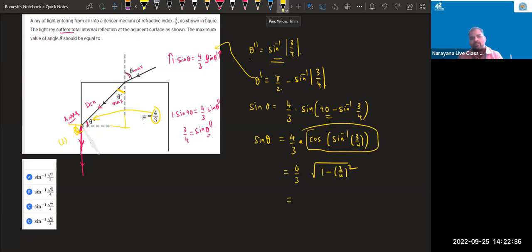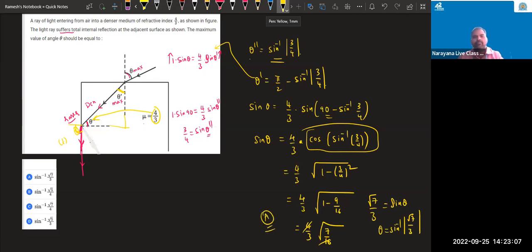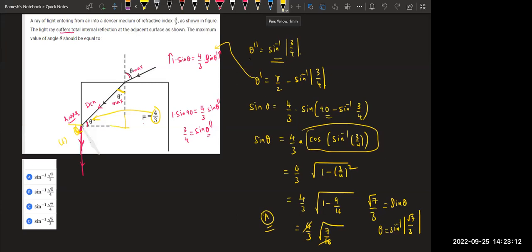So if you simplify, what will you get? 4/3 into under root of 1 minus 9/16. So 4/3 into 16 minus 9 means what? 7/16. 4 and 16 cancel out. So root 7/3 equal to sine of theta, no? Theta value is sine inverse of root 7/3. Which is the right answer? Option A is the right answer. Clear, everyone? Yes, sir. Two minutes, you can type for copying.